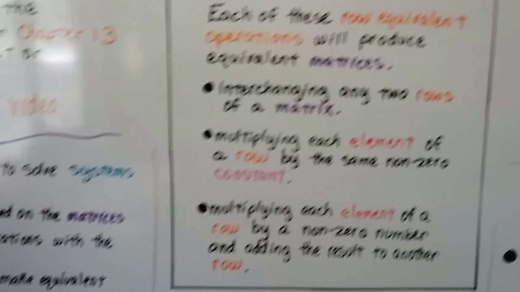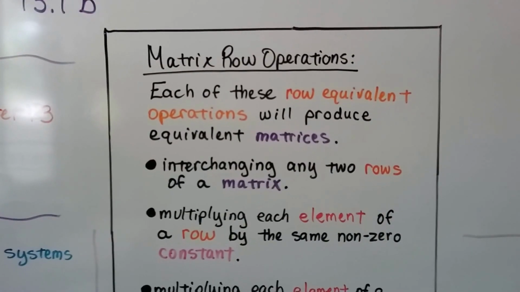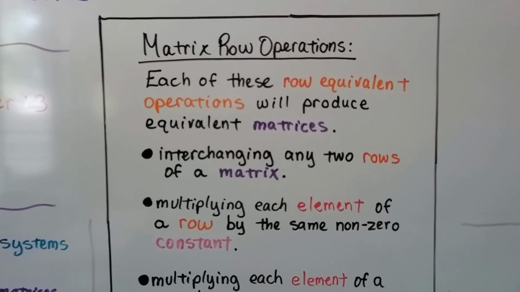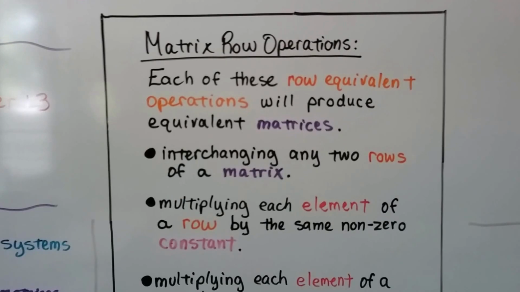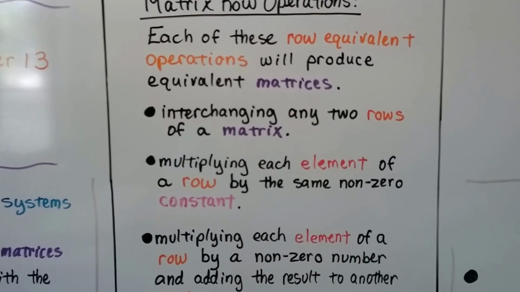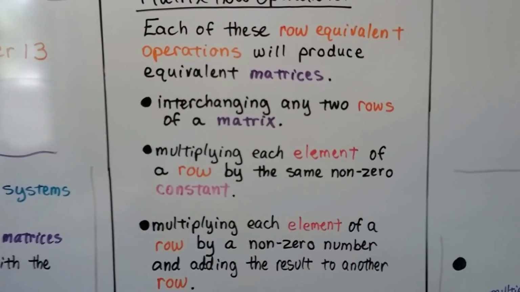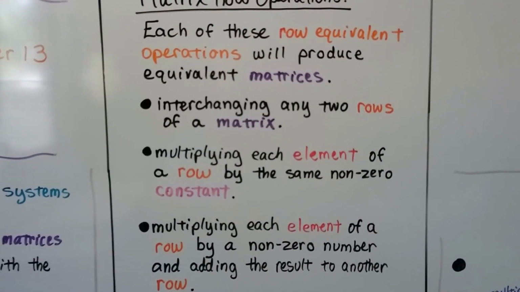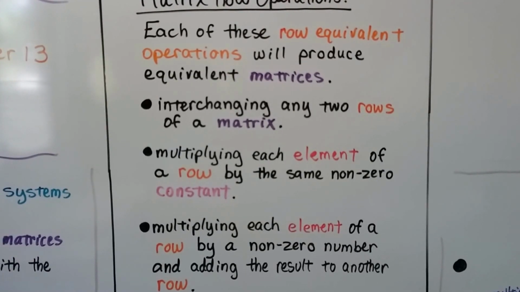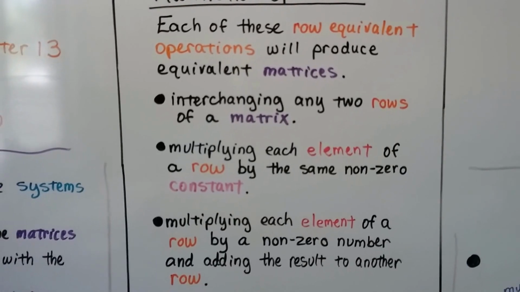Or in our head, right? So here are the rules for matrix row operations. Each of these row equivalent operations will produce equivalent matrices. We can interchange any two rows of a matrix, multiply each element of a row by the same non-zero constant, and multiply each element of a row by a non-zero number and add the result to another row.